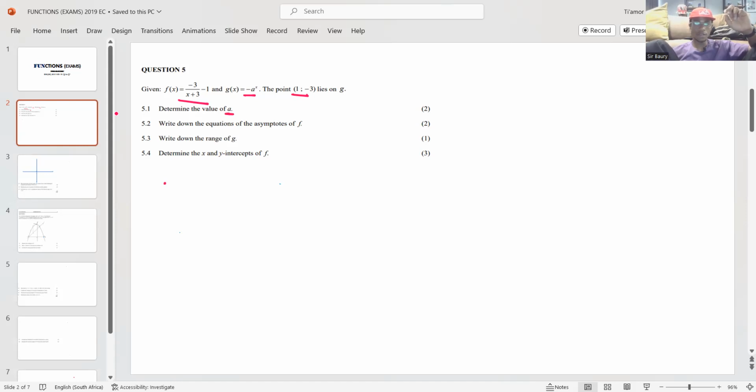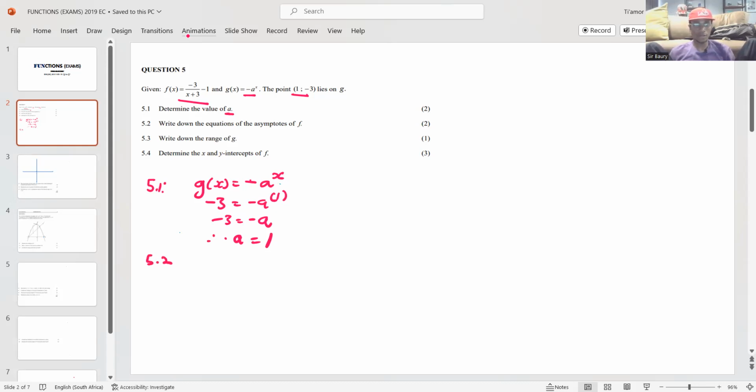For the value of a, you're given a point, so this is just substitution, right? So you have g at x being equal to negative a exponent x. The value of y is negative 3, then the value of x is a positive 1. So this gives a to be equal to 1.